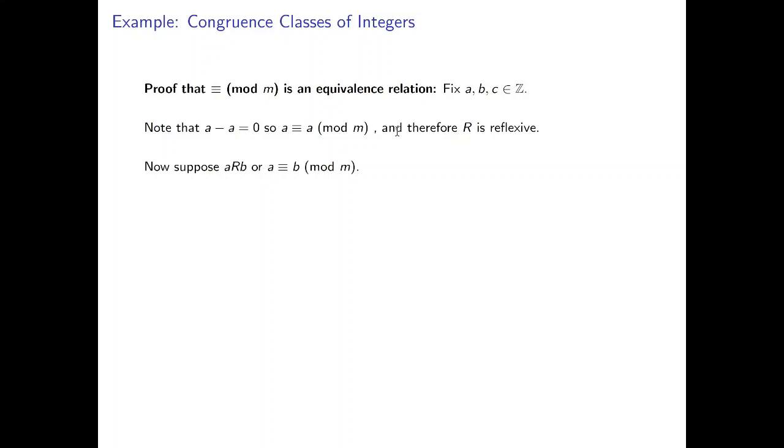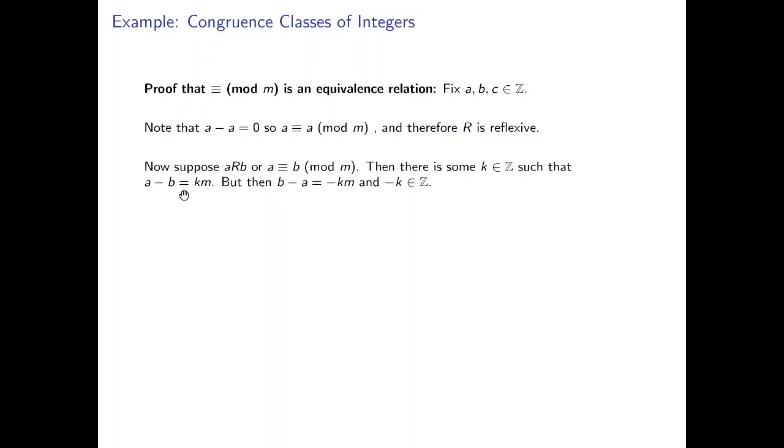Next we want to check that this relation is symmetric. How do we show it's symmetric? We have to assume that A is related to B, or A is equivalent to B mod m, and we need to show that we can flip this around. So I need to show that, assuming A is equivalent to B mod m, B is equivalent to A mod m. What does it mean for A to be congruent to B mod m? It means I can find some integer k such that A minus B is equal to k times m. A minus B is a multiple of m.